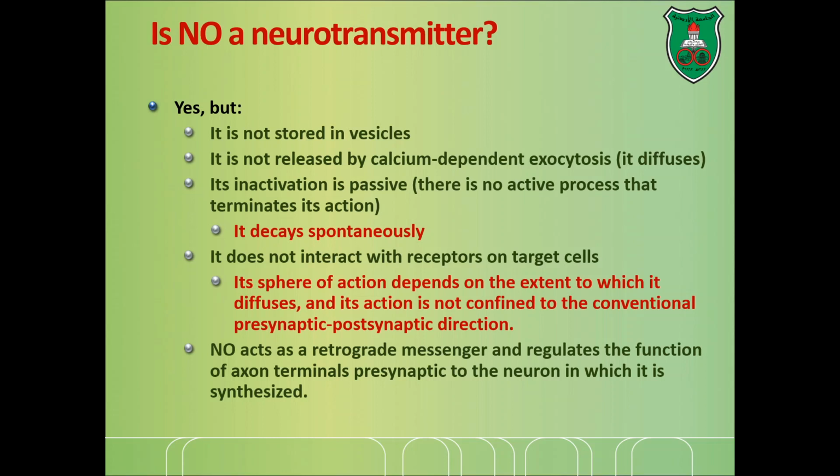But it is considered a neurotransmitter, even though it is not stored in vesicles, it is not released by calcium-dependent exocytosis, rather it diffuses, its inactivation is passive, it decays spontaneously, it doesn't interact with receptors on target cells, its sphere of action depends on the extent to which it diffuses, and its action is not confined to the conventional presynaptic or postsynaptic direction. Nitric oxide acts as a retrograde messenger. It regulates the function of axon terminals. Anyhow, according to definition, it's not, but in fact it is.